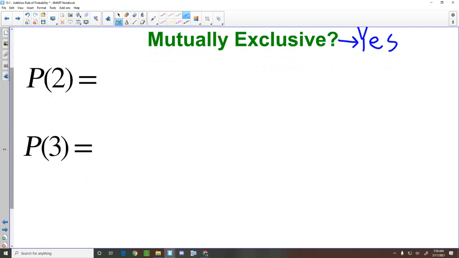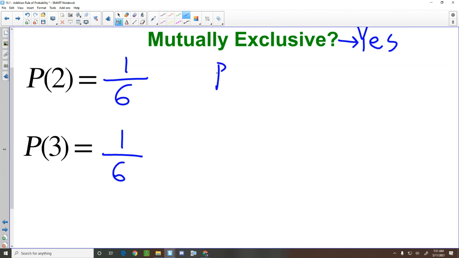So the probability of rolling a 2, well, that means there's one favorable outcome because there's only one 2 on a 6-sided die out of 6 possible outcomes. For the 3, same exact probability, right? There's one side with a 3 on it out of 6 possible sides. And so you can either add these up as fractions first or divide them out and add up the decimals. You're going to get pretty much the same thing.